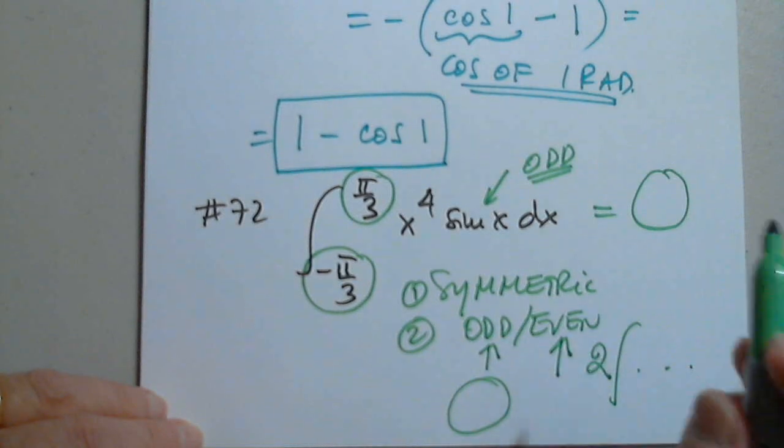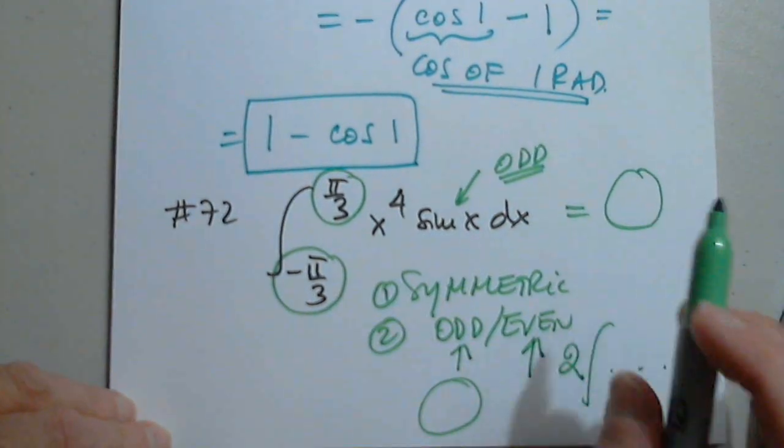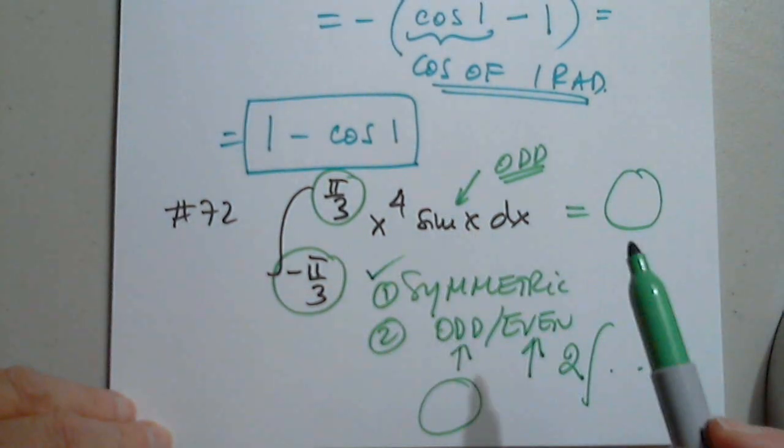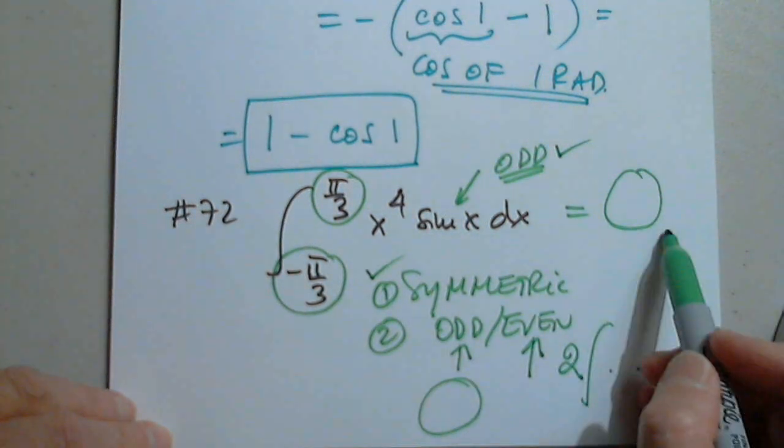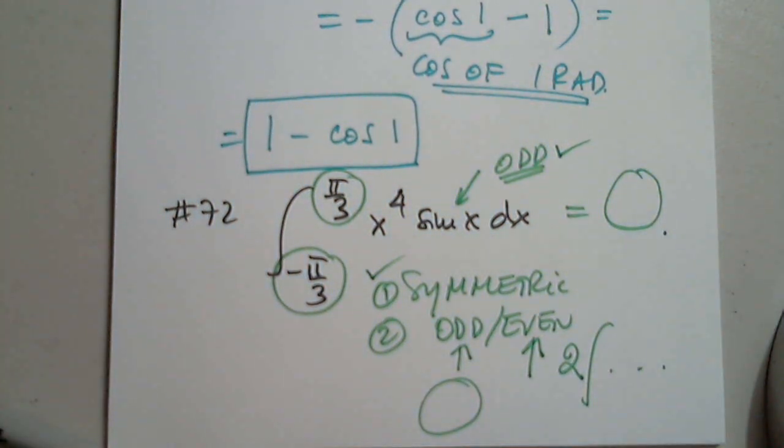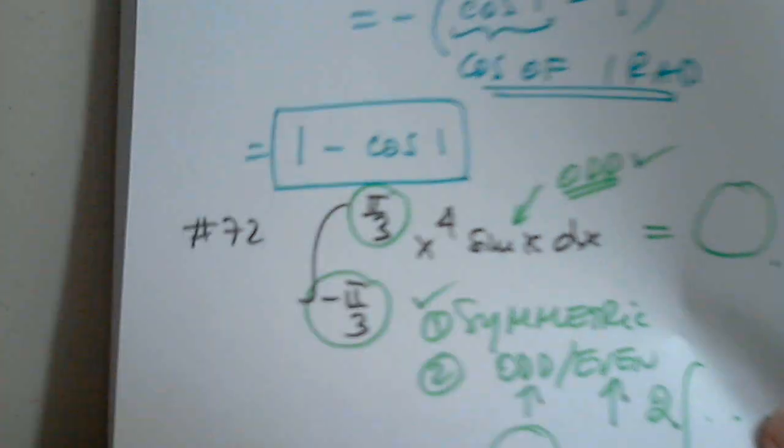But I have to write why it is 0. I have to write symmetric interval and odd function. That's why the answer is 0. So both conditions have to be fulfilled and written in there.